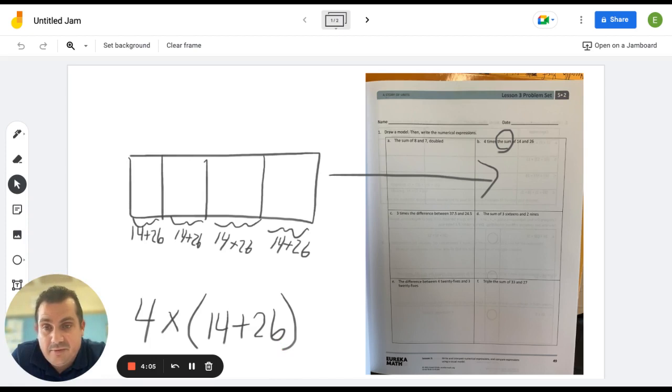I have to figure out what 14 plus 26 is, and I'm timesing that by 4, but I'm not looking to solve the problem here. So I'm just setting up so you could do 14 plus 26 times 4, or 4 times 14 plus 26. And either would be acceptable, because we know the commutative property of multiplication. You could multiply numbers in any order. So you could multiply the parentheses by 4, or 4 times the parentheses.